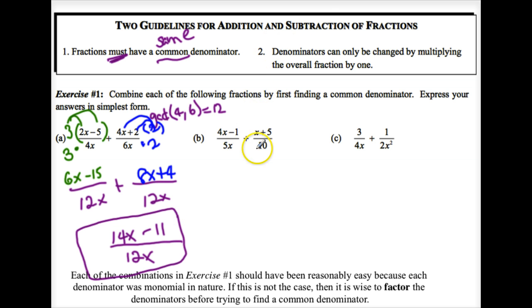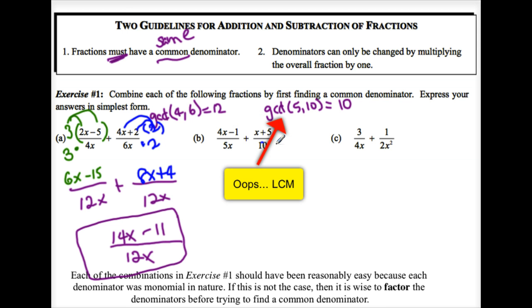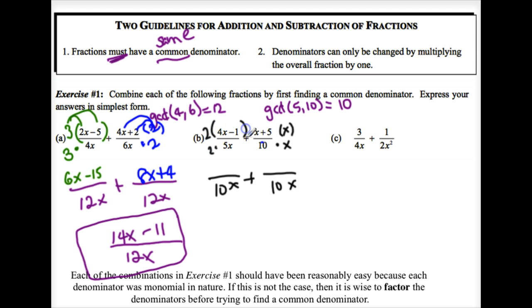Now let's look at this one here. 5x and 10. We know that the GCD of 5 and 10 is 10. But notice that this one has an x and this one has an x, so I need to make the 10 have an x as well. So I'm going to multiply this by x and multiply the top by x. I know I'm going to make this 10x plus something over 10x. This is going to be times 2, and this is times 2.